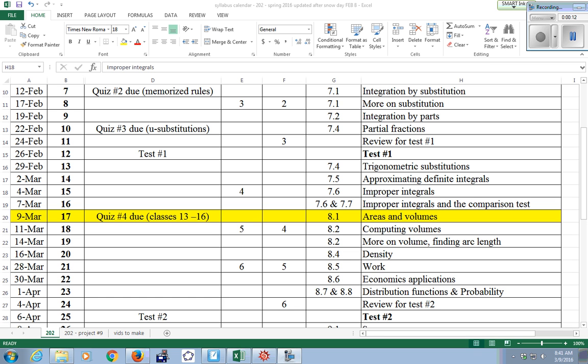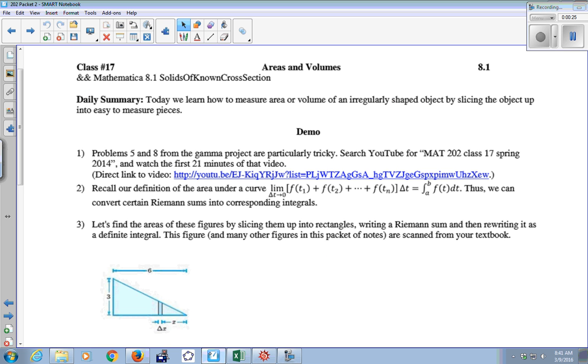And today we're going to talk about section 8.1, areas and volumes. Things that are coming up: project 4, the Gamma project, is due next class, and I will assign project 5. Today we're going to learn how to measure the area or volume of an irregularly shaped object by slicing the object up into easy to measure pieces.